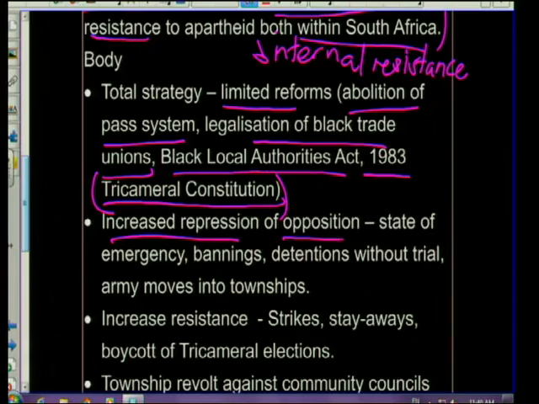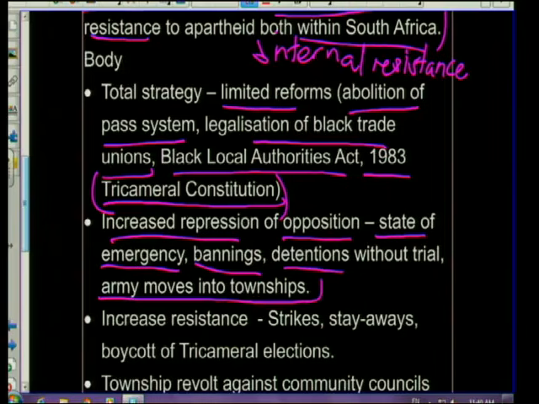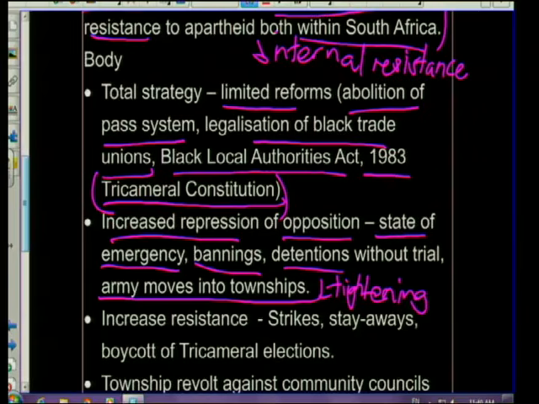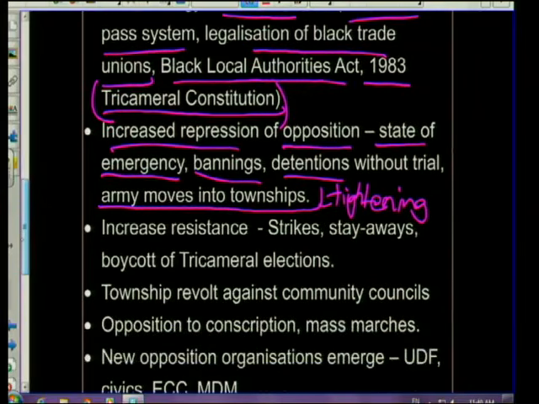If you go on to other points you should have in your body, would be increased repression of that opposition, things like the state of emergency when the government became ungovernable, the bannings of the ANC, more detentions without trial, the army moving into the townships. So really tightening up security measures. So basically looking at how they could tighten up their apartheid policy, only to bring up more resistance.